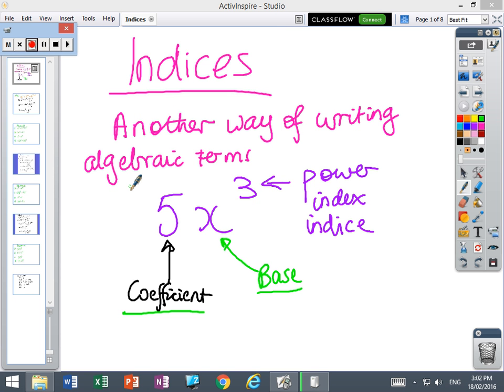Okay, so we're looking at a very short topic on indices, and it's just another part of algebra, so it's not too bad. We're just looking at another way of writing algebraic terms.